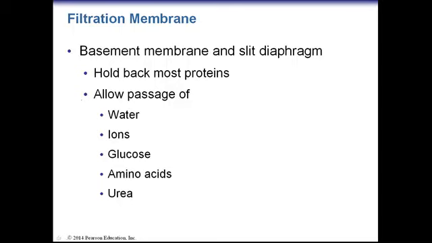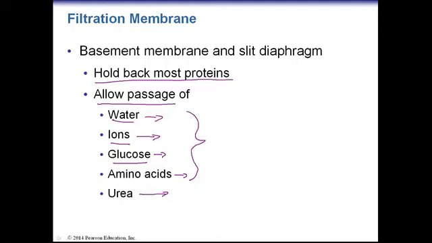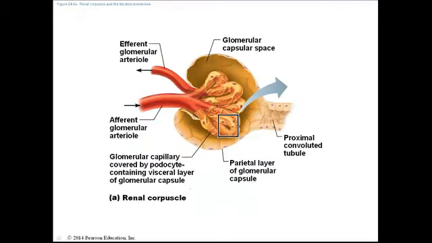These hold back, right, because this is a strainer. So they're going to strain most proteins. What passes through will be water, ions, glucose, which will be resorbed. These will all be immediately resorbed. Amino acids, because they're very small, and urea. These are all going to be immediately resorbed, and the urea will be passed on to form urine.